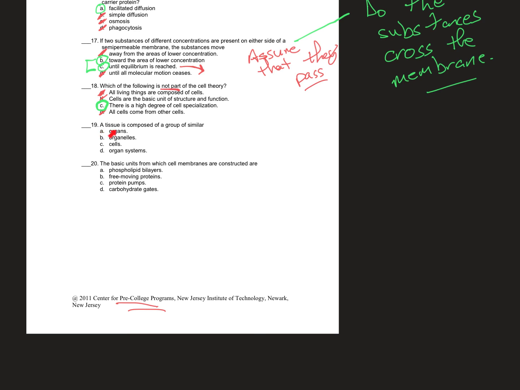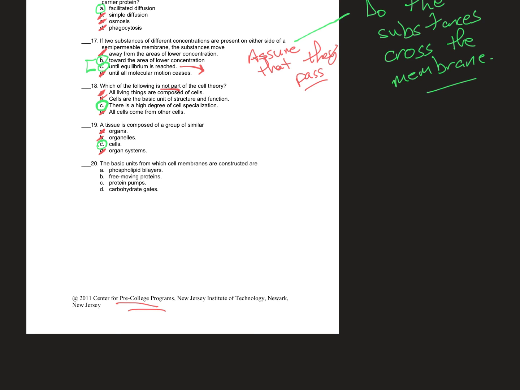All right. So a tissue is composed of a group of similar cells. Again, an organization level question, and tissues are made of cells. Organs are made of tissues. Cells are made of organelles, and organ systems are made of different organs.